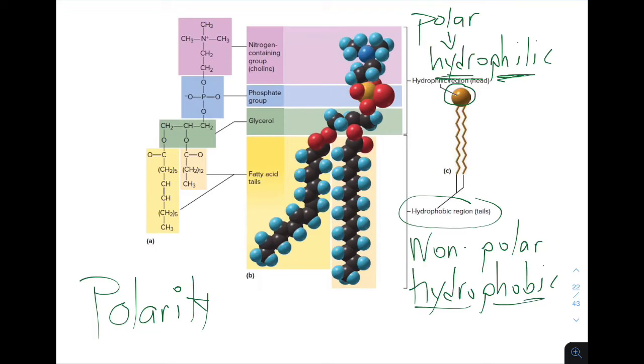Hydrophobic means water hating or water fearing. If we arrange these phospholipids, with the polar head that loves water and the non-polar tails that hate water, with one set over here and one set over here, then we end up with a sandwich that allows water to be on that side or that side, but not in the middle, which effectively makes a barrier between one region and the next.